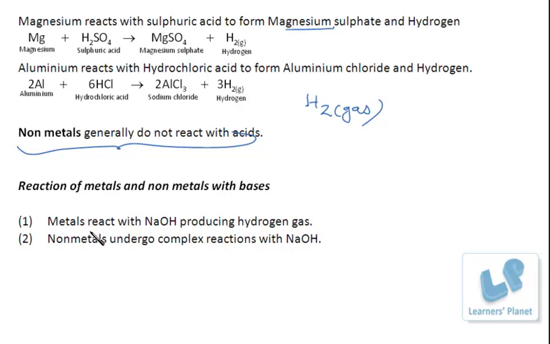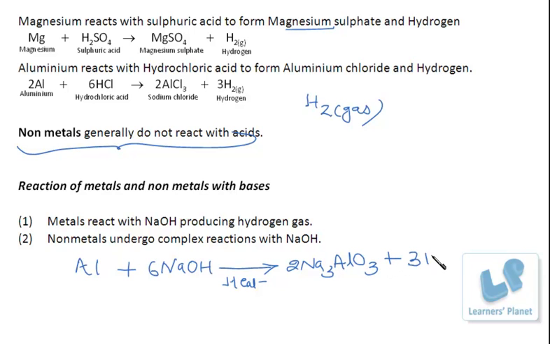Then, reaction of metals and non-metals with bases. Metals react with sodium hydroxide producing hydrogen gas. Say, for example, let's take up aluminium only. Aluminium reacts with sodium hydroxide, and this is the heated one, with heat. It will produce sodium aluminate, and hydrogen gas is evolved. This is sodium aluminate.